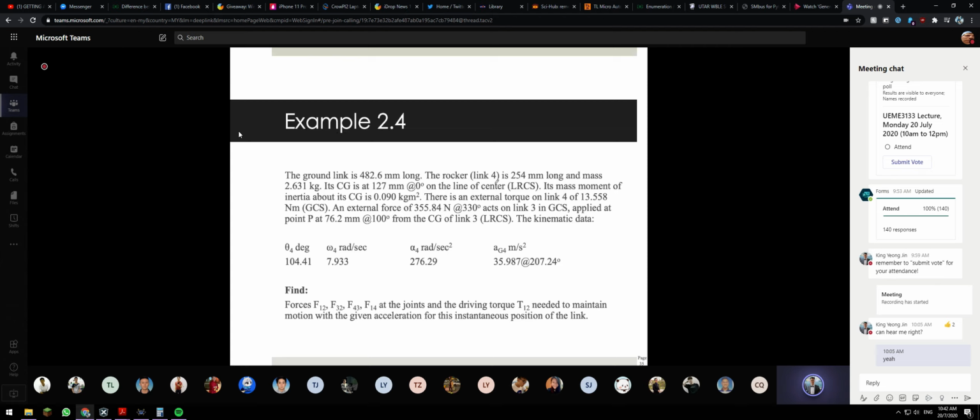Similar to link 4. So you get CG is 0 degrees from the line of center, then this one is easy. This one we can just follow the theta 4, right? So it's also given the value. So now we move to see how we can do it.